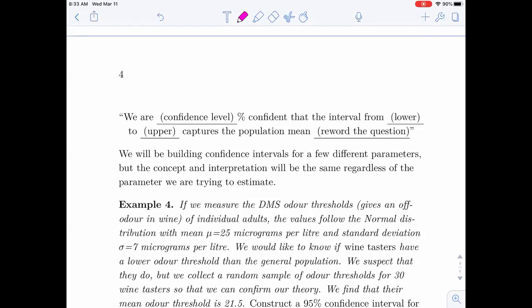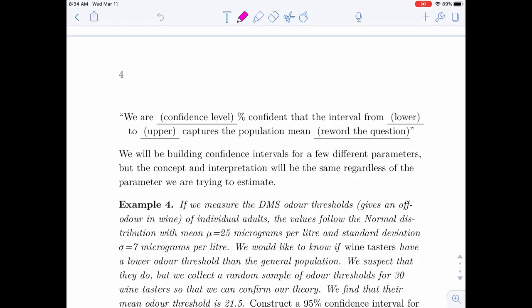All right, so here's the blurb that I want you to always use. It's not plagiarism, you're just stating a fact. This is what I want you to say. If you made a 95% confidence interval, you're 95% confident. If you made a 90% confidence interval, then you're 90% confident. We use the royal we: we are 95% confident that the interval from here to here, for example from 2 to 4, captures the population mean length of the ports.